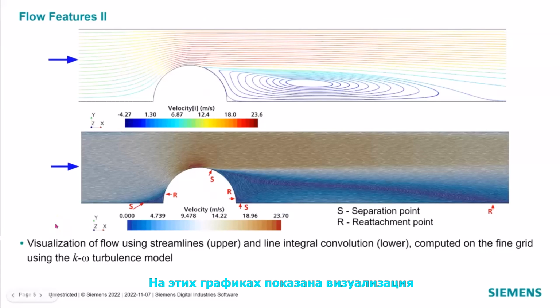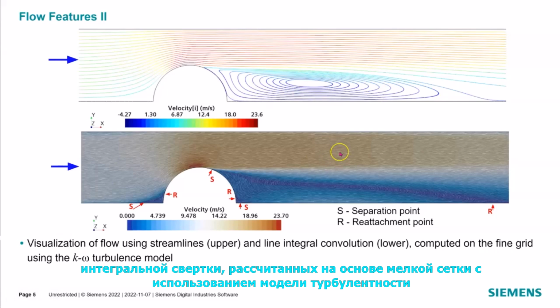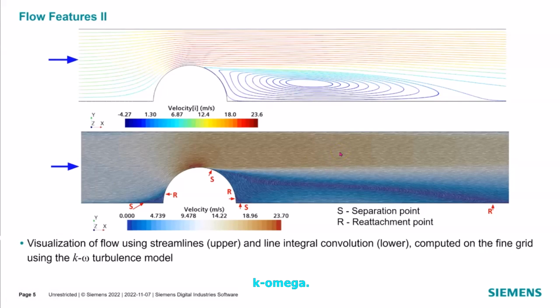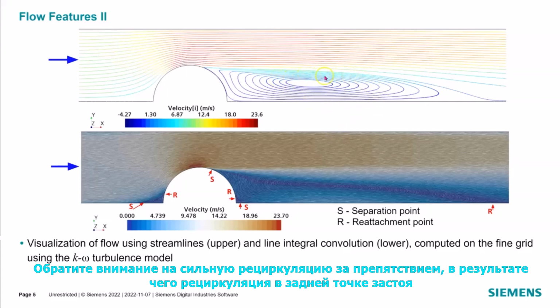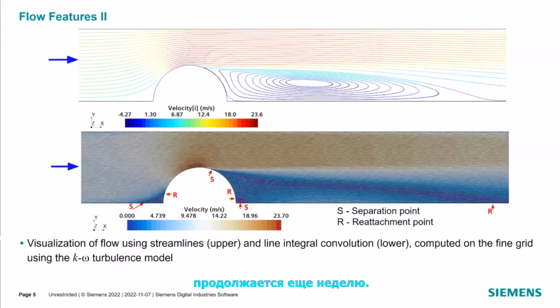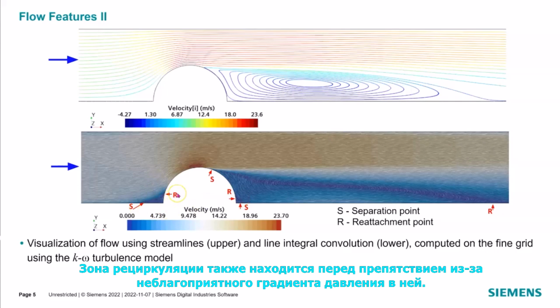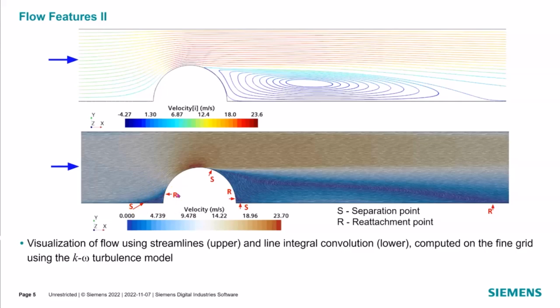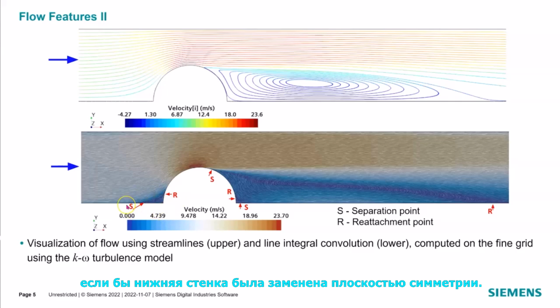These plots show the visualization of flow using streamlines and line integral convolution, computed on the fine grid using the k-omega turbulence model. Note the strong recirculation behind the obstacle, enclosing another weak recirculation at the re-stagnation point. A recirculation zone is also present in front of the obstacle due to the adverse pressure gradient there. It encloses another micro recirculation at the front stagnation point. The front recirculation zone would not be present if the bottom wall was replaced by a symmetry plane.